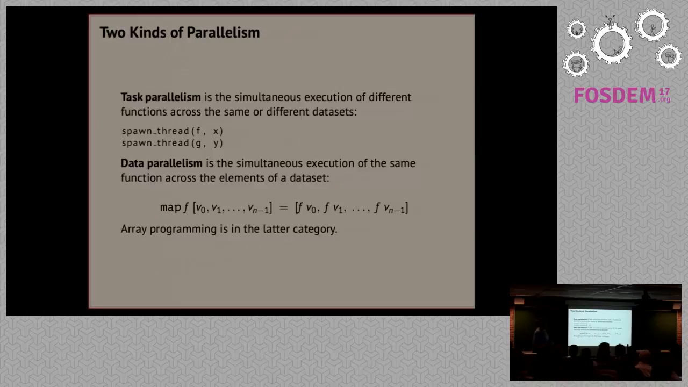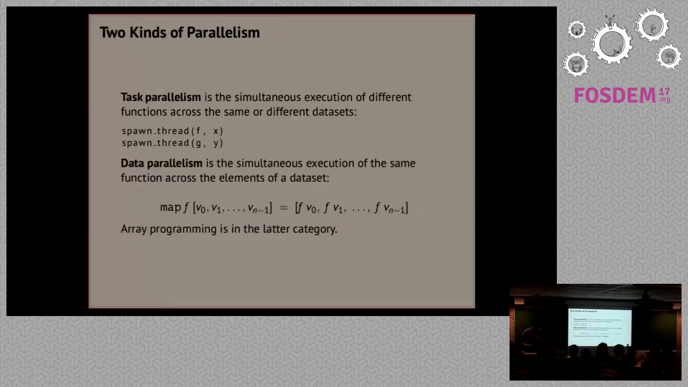The one that most people think about when they think parallelism is task parallelism, where you spawn a thread and the thread can go and do whatever on some data. And you can spawn another thread, which can go and do something entirely else on maybe the same data, maybe something else. But the two threads are completely independent of each other.